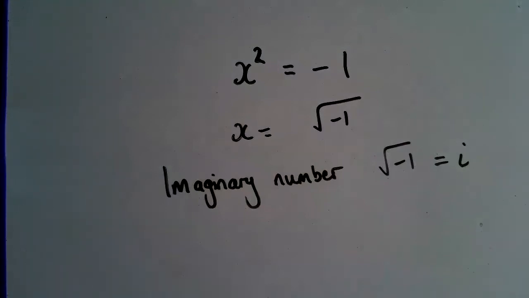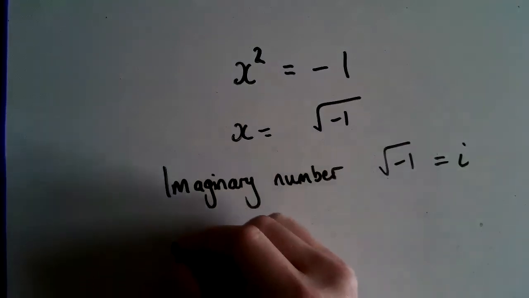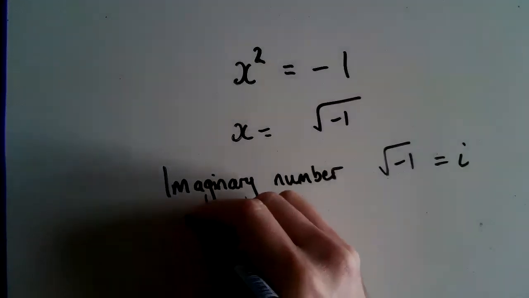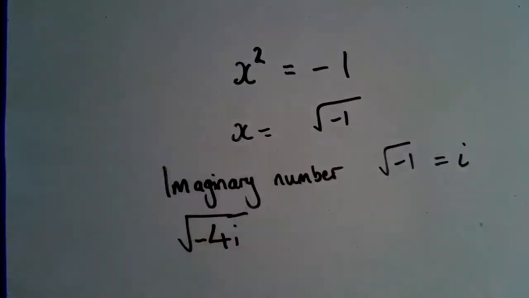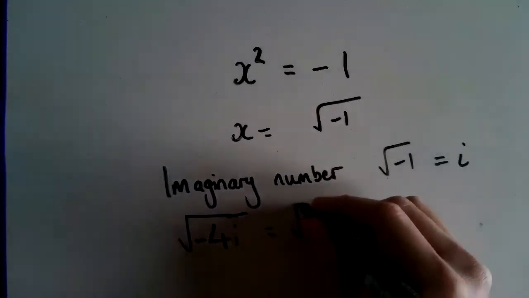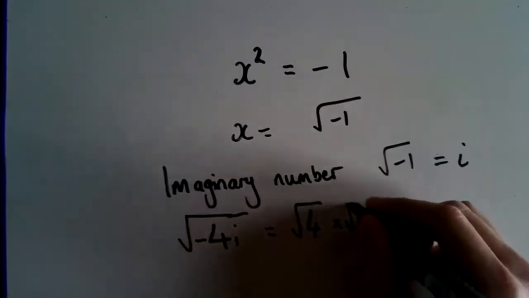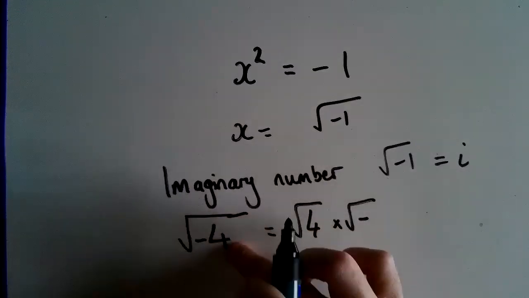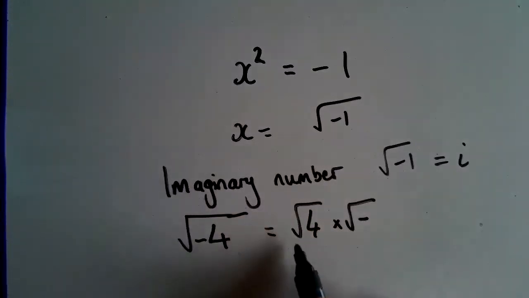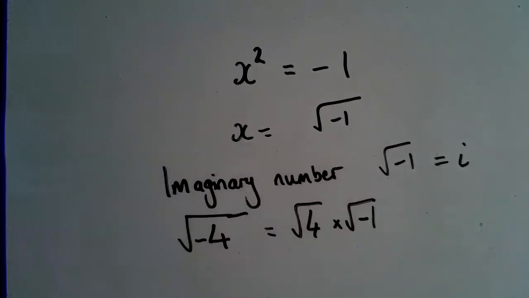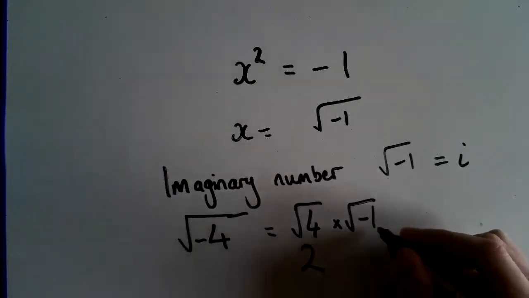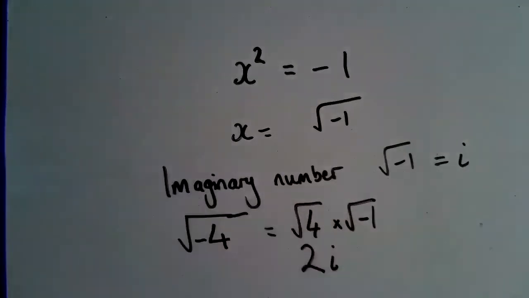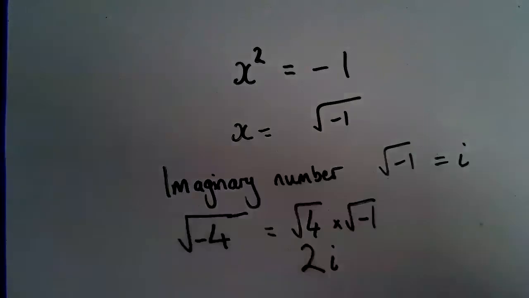So if I had something like the square root of minus 4, we know from our work on surds, I can split that up as root 4 times root minus 1. So root 4 gives me 2, and root minus 1 we said is i, so we call that 2i. So again, it's another imaginary number.